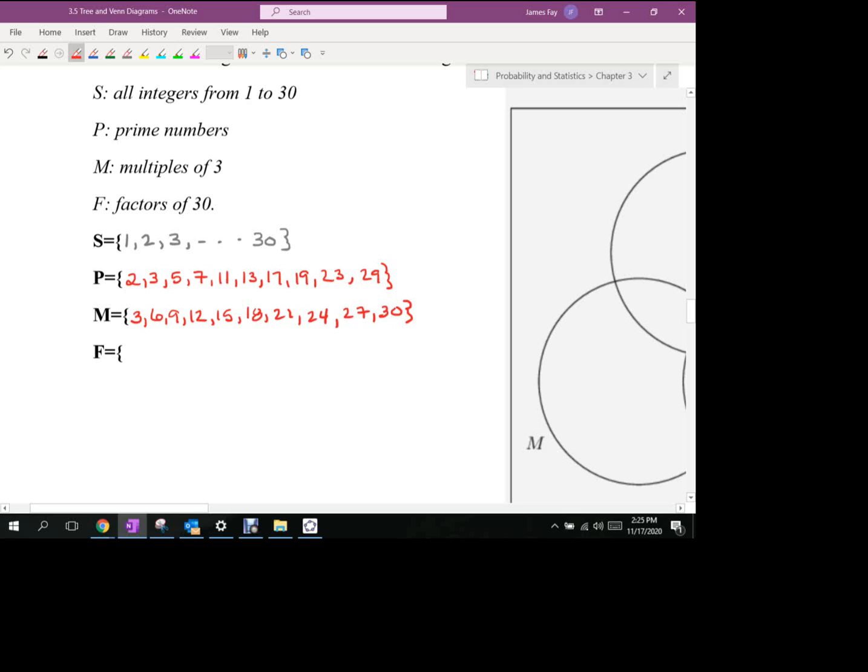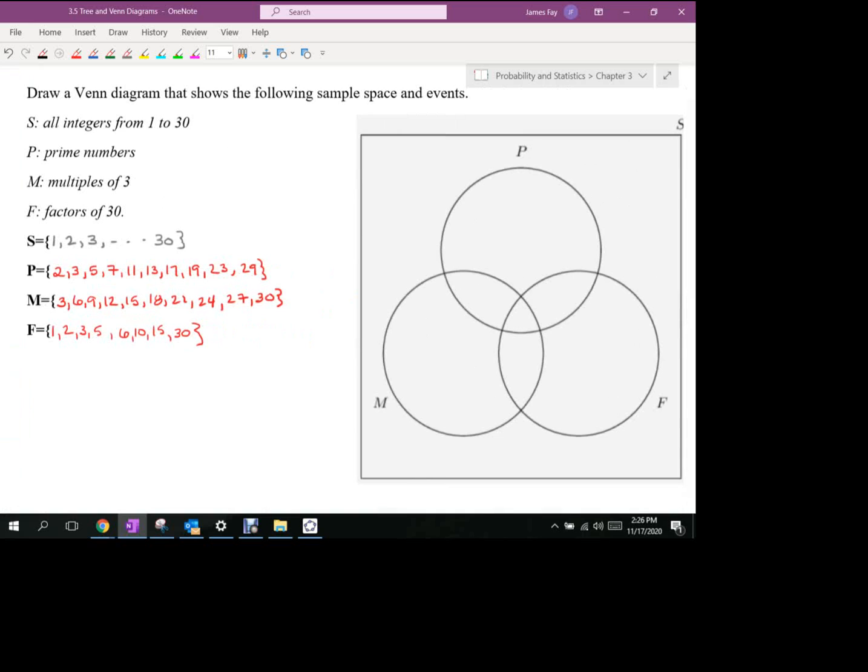And then factors of 30. How do I find factors? If 1 is a factor, then what else is a factor? 30. You found that by dividing 30 by 1, right? If 2 is a factor, what else is a factor? 15. If 3 is, 10. 5, 6, right? So those should be my factors of 30. Is that okay?